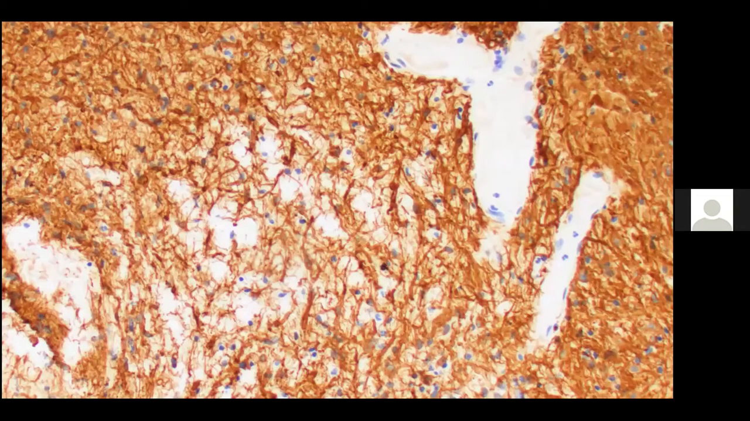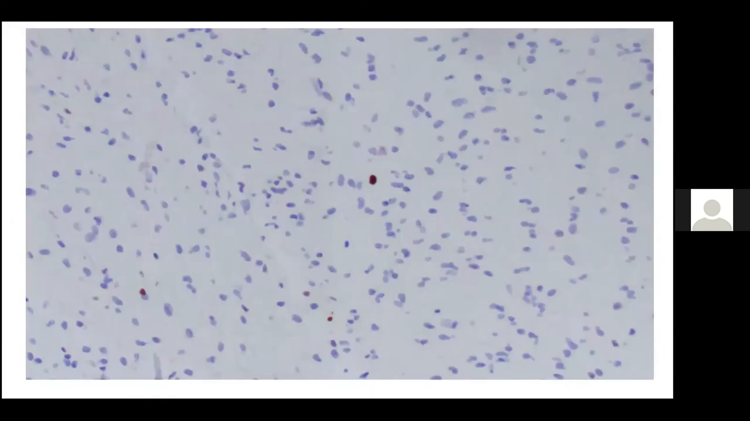Next. Anything else? So it's glial fibrillary acidic protein positive, and the cells are typically elongated, bipolar, bland cells with two processes. Next. And the Ki-67 is very, very low, close to 0. So this was called a pilocytic astrocytoma.